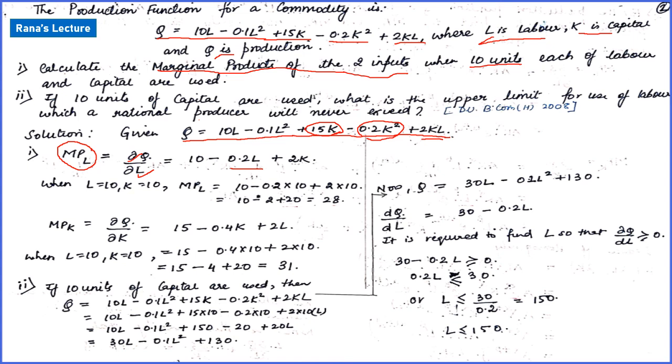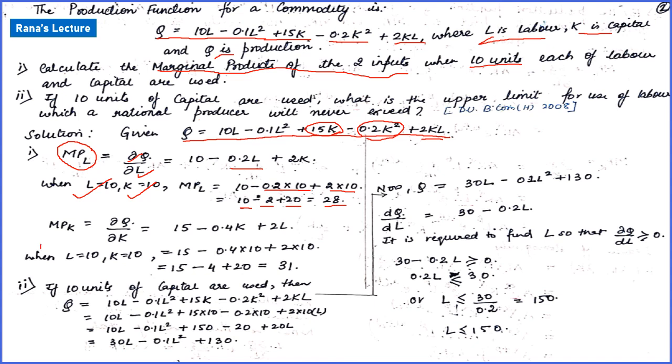But the question here asks to calculate marginal products of the two inputs when 10 units each of labor and capital are used. So L is equal to 10, K is equal to 10. You substitute the values here: 10 minus 0.2 into 10 plus 2 into 10, you get 10 minus 2, right? Plus 20, 2 into 10. This is 28, you got the answer.